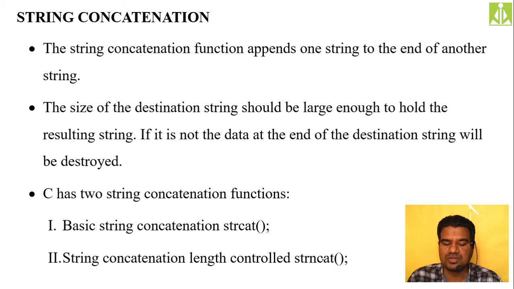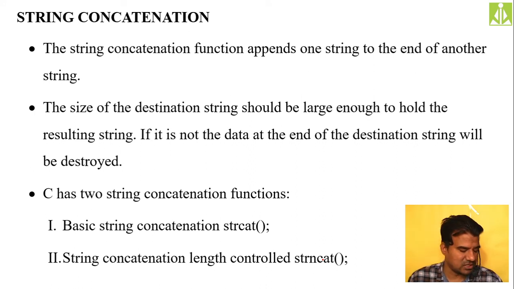Okay, string comparison is also over. Now the string concatenation. String concatenation is nothing but joining two strings together. It is a function which appends one string at the end of the other string. The size of the destination string, I mean wherever you are storing the concatenated string, should be long enough to hold the resulting string. When you are joining two strings, the resultant string should have the extra space to accommodate the second string. If it is not, the data at the end of the destination string will be destroyed. If the string does not have enough space to hold the result, ultimately the data will get destroyed.